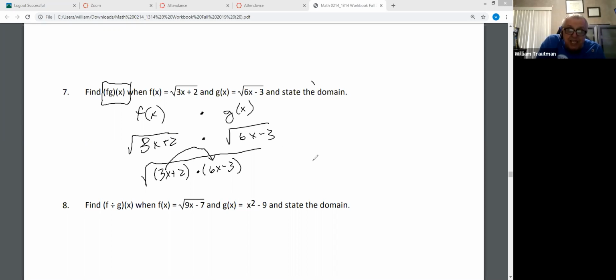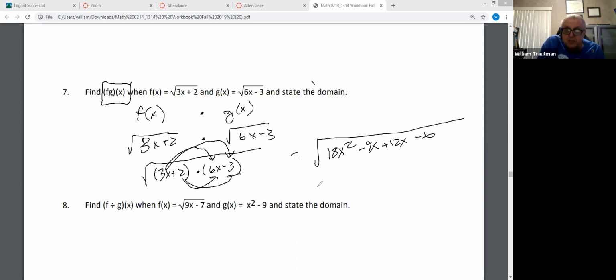3x times 6x is 18x squared. Remember, 3 times 6 is 18. x times x is x squared. 3x times a negative 3 is a negative 9x. 2 times 6x is a positive 12x. And then 2 times a negative 3 is a negative 6. These two can be combined. This is 18x squared plus 3x minus 6.